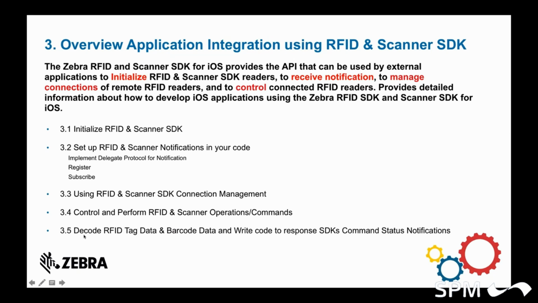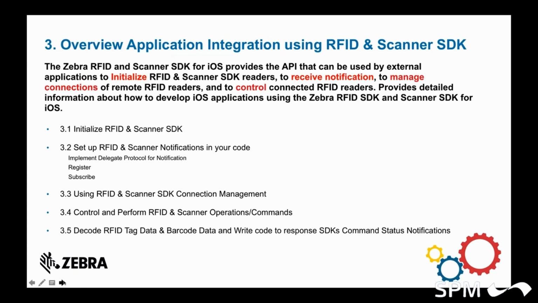And step 5, once inventory and the barcode scanner are started, we can decode RFID tag data and barcode data. And we also need to write some code to respond to SDK commands for status notifications. Okay, so let's review again. There are 5 important steps: initialize, notification, manage connection, and control the RFID command and the scanner command. And last one, you need to decode the RFID tag data and barcode data.